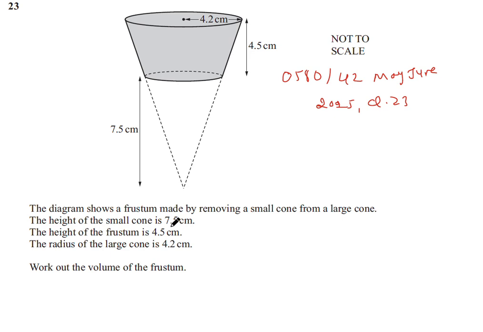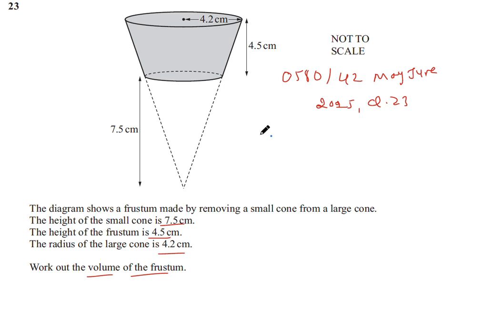The height of the small cone is given over here, 7.5 centimeters. The height of the frustum is given over here, 4.5 centimeters. The radius of the large cone is given over here, 4.2 centimeters, and now we have to find out the volume of the frustum. So it's a simple question, and even the formulas are given on the first page of your question paper.